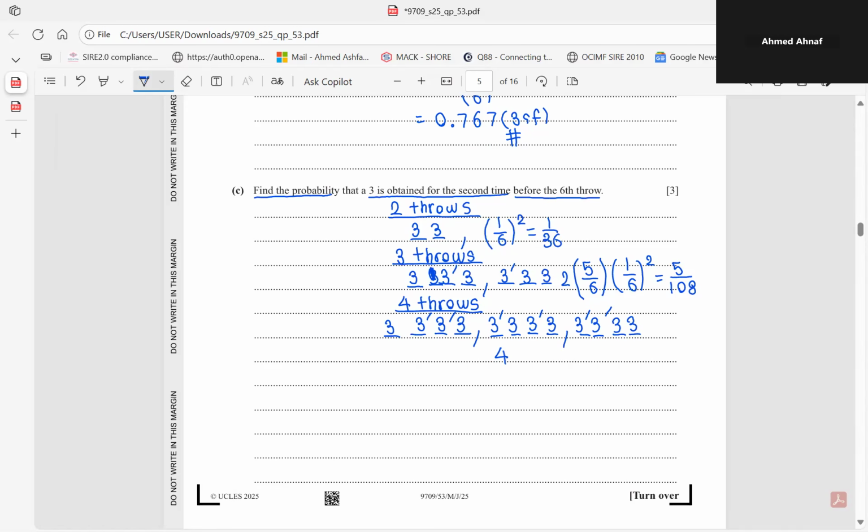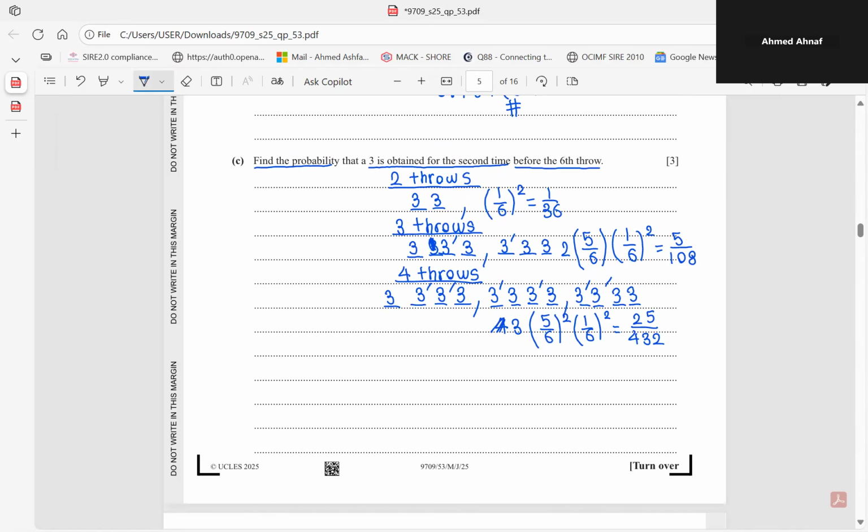So these are the possible values. So the probability of this would be 3 times 3 prime, that is 5/6 squared times 1/6 squared. So this is 3 times 5/6 squared times 1/6 squared. So this is 25/432.